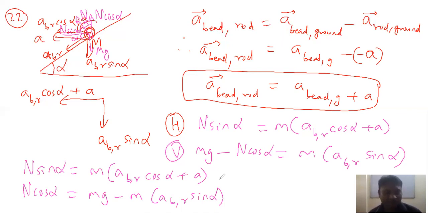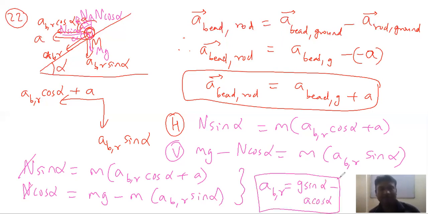Now divide these two equations. If I divide these two equations, N and N will cancel, and on solving, I will get the acceleration of bead with respect to rod. It will come out to be g sin alpha minus a cos alpha. So the answer to this question, acceleration of bead with respect to rod, comes out to be g sin alpha minus a cos alpha. So this is how we'll solve question number 22.